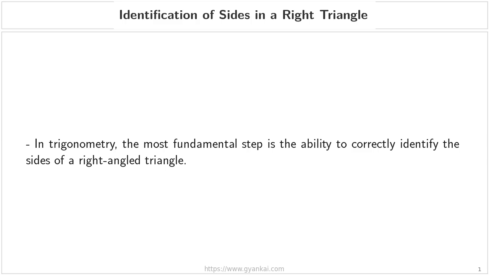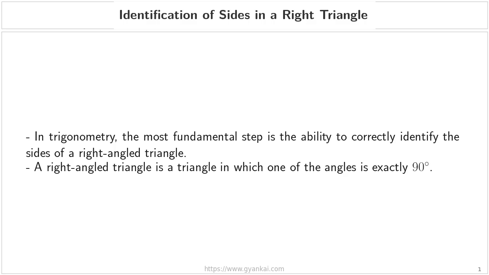Welcome, everyone. Today, we are beginning our journey into trigonometry. Before we can dive into complex calculations, we must master the most fundamental step, the ability to correctly identify the sides of a right-angled triangle. Now, what exactly is a right-angled triangle? Simply put, it is a triangle where one of the internal angles is exactly 90 degrees.